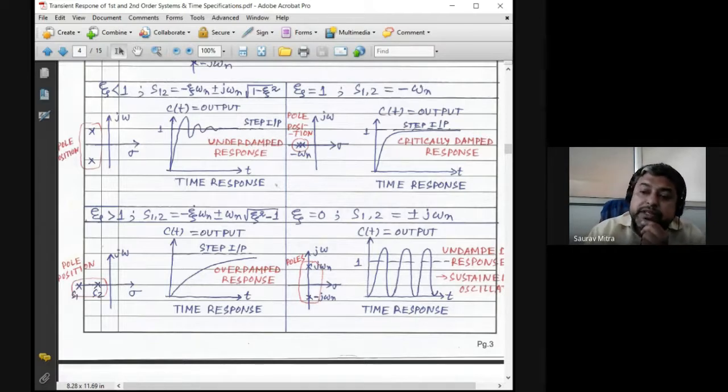First question is, what are the different time specifications? With equation, with diagram, you have to show that, and you have to draw that second order diagram, and you have to mention what is rise time, delay time, peak overshoot, and all. And second case is, you have to tell me what are the different outputs.